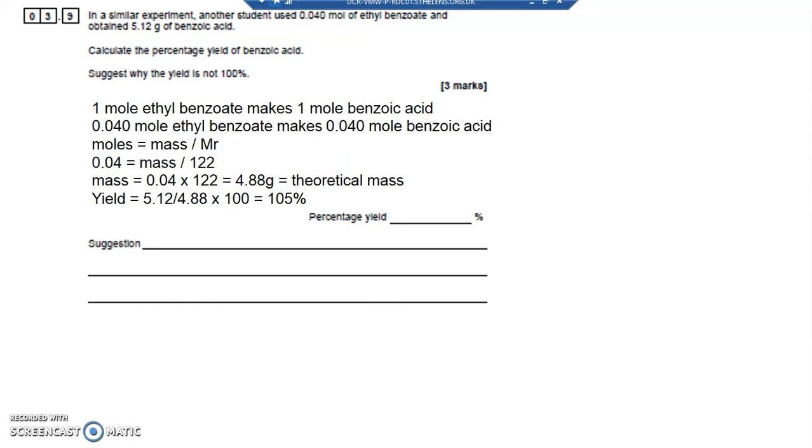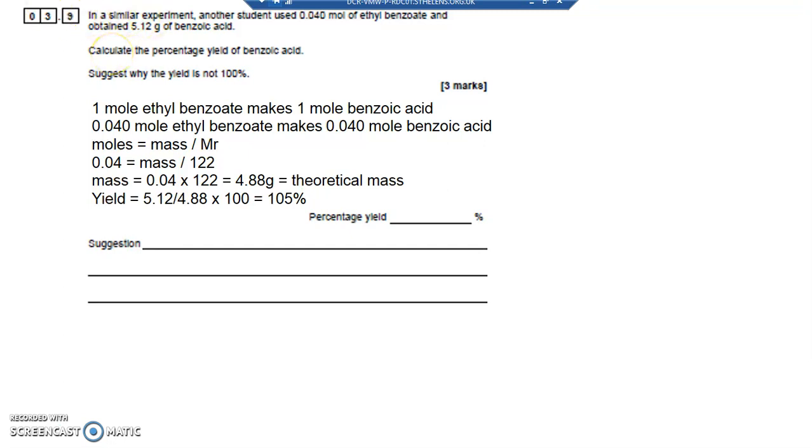Moles equals mass over Mr, so I can work out the Mr of benzoic acid. I can work that out because I've got the formula of it in the original part of the question, and it will come out as 122. So moles equals mass divided by 122. Mass equals 0.04 times 122, which is 4.88 grams. Now that's the amount that I could make theoretically if I'd got 100%. So now, what did I actually make?